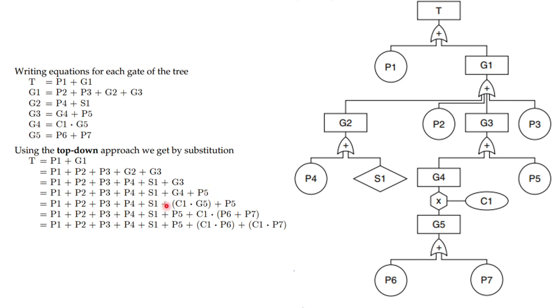Instead of having the G4, we use C1 times G5 plus P5. And then going down as well, one level down, P5 plus C1 times P6 plus P7. Okay, and to add more details, at the lowest level we have P5 plus C1 times P6 plus C1 times P7. So that will be the substitution for this fault tree analysis.